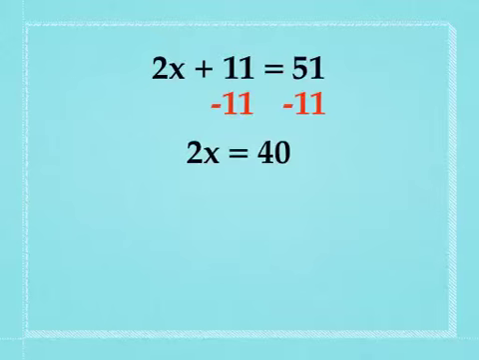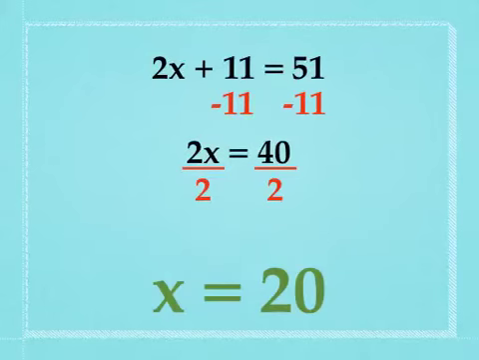Again, I have not isolated my variable yet. This time I'm multiplying 2 times x equals 40. The opposite of multiplying x by 2 is to divide x by 2. And whatever I do to one side, I need to do to the other. So in this case, my answer is going to be x equals 20.